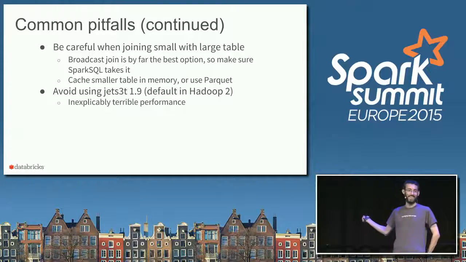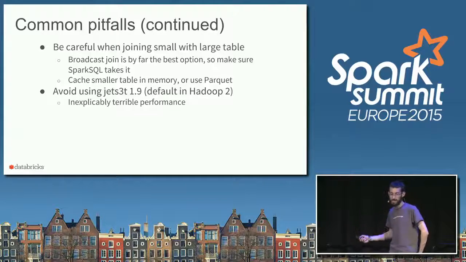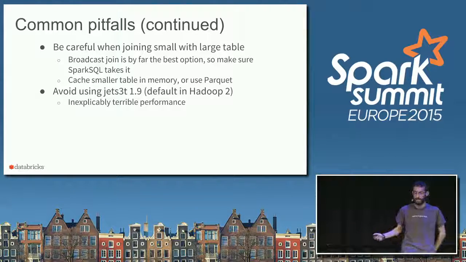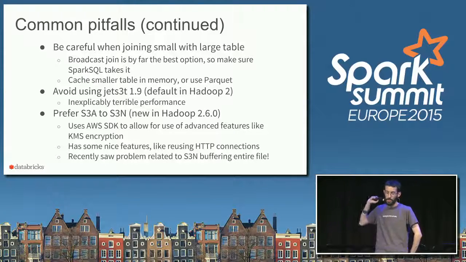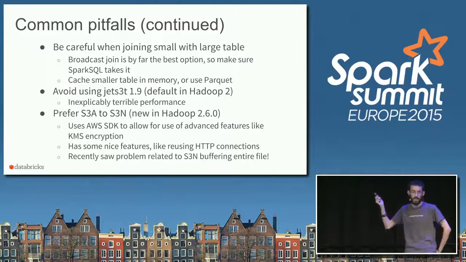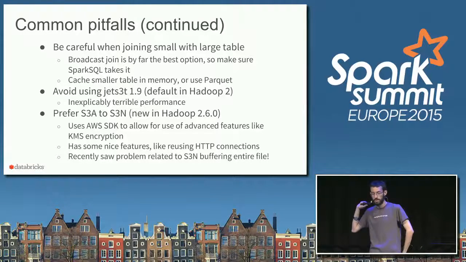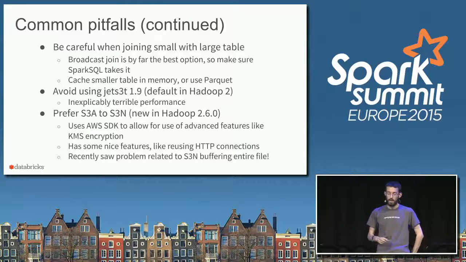JetS3t 1.9 is impossible to find, but the default in Hadoop has inexplicably terrible performance. Even this is only used for S3N, so also avoid S3N entirely if possible. There's the new S3A available in Hadoop 2.6, and you can actually pull it out and use it in prior versions. It uses the AWS SDK, so you can get some nice features. It also reuses HTTP connections for some speed.